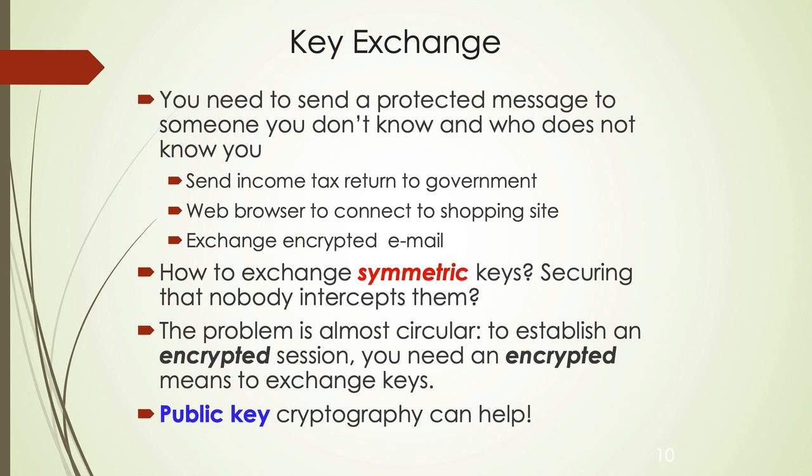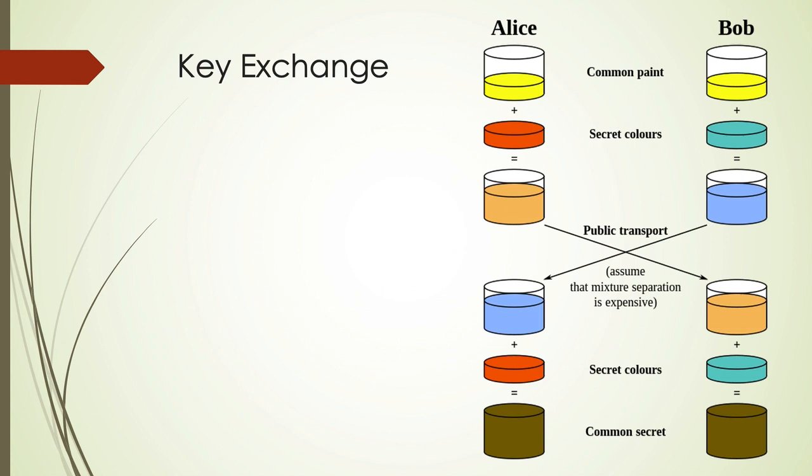So it's a problem of the hen or the egg, which came first. To establish an encrypted session, you need an encrypted means to exchange keys. There, public key cryptography can help. But how do you share the symmetric key? So let's say Alice and Bob want to start an encrypted session between them.